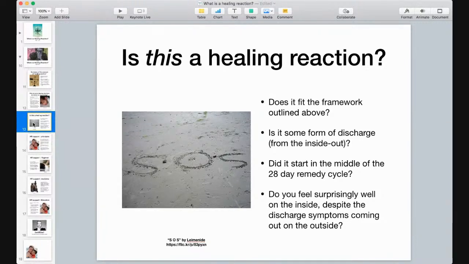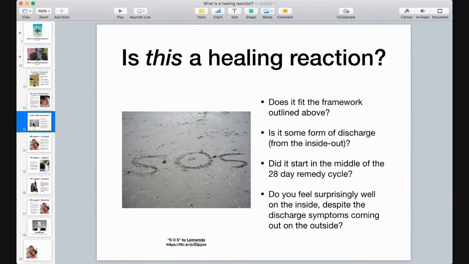And one of the more basic questions we can boil that down to is, does it take on the form of some kind of discharge? Is something moving from the inside out? Is your nose running? Are you going to the bathroom with runny stool, or more frequently in general? In other words, in one way or the other, is your body pushing stuff out?